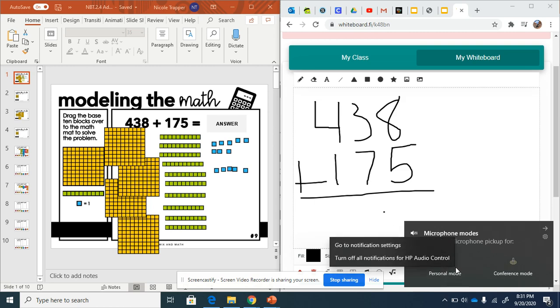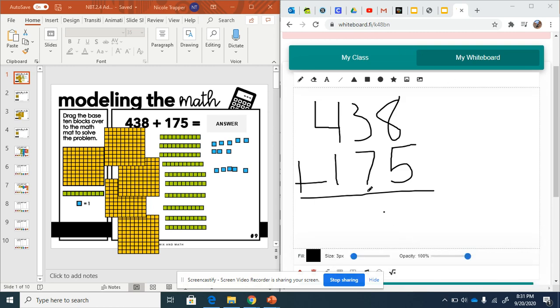The next standard we will be working on is NBT.2.4, which is adding and subtracting multi-digit whole numbers fluently. So we're going to first start with a concrete model using base 10 blocks to represent 438 plus 175. I already modeled these problems, so it doesn't take me too long to pull all of them over, and we will just understand the concepts at this time.